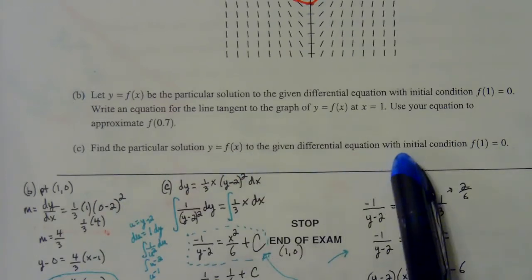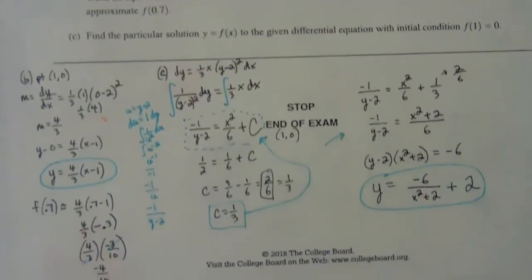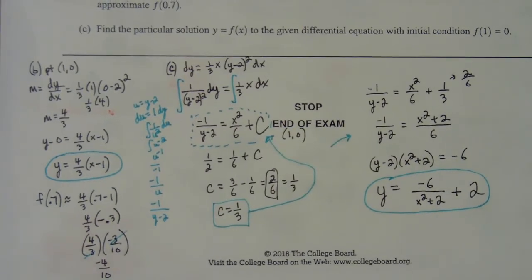Letter C tells us to find the particular solution to the differential equation with this initial condition. So these are all the problems we've done a bunch of. We're going to get the y's with dy, x's with dx, separate your variables, and integrate both sides. Remember to add plus c, plug in the point that they give us to figure out what that c value is, plug that back in there, and solve that for y.